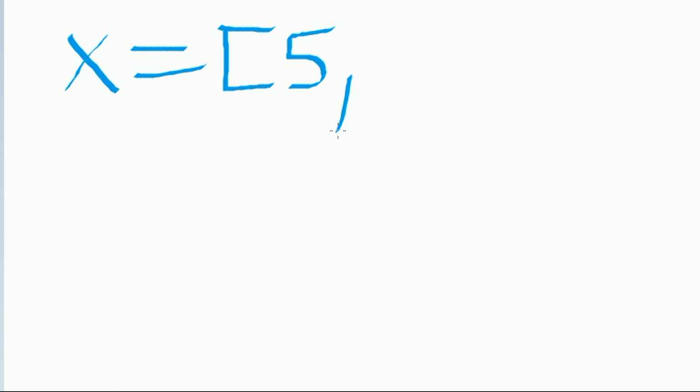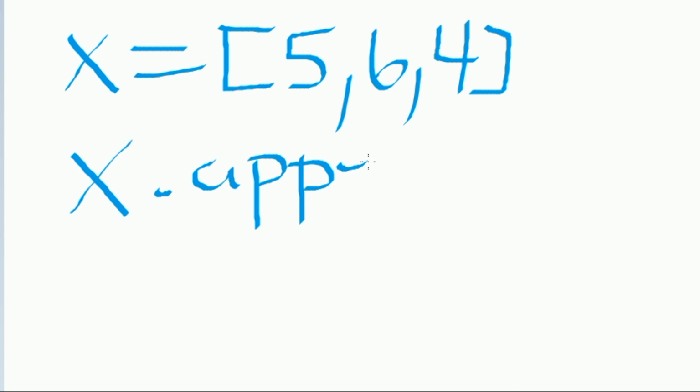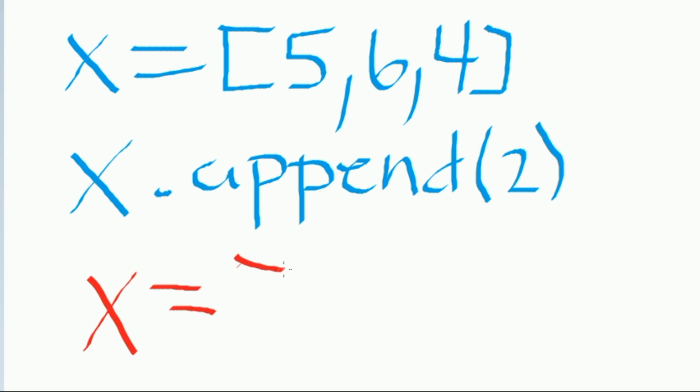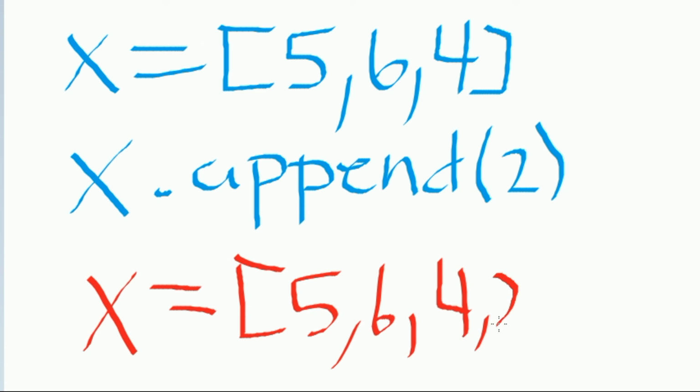The same thing happens in the next example. It appends to the end of the list. So x.append, and then we'll put 2 to append to the list, and so now x will be equal to 5, 6, 4, and 2.